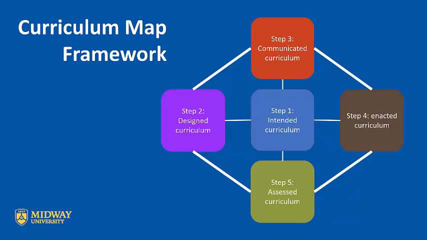Step 4 analyzes the enacted curriculum, where we look at the way things are taught: pedagogies, content, scope, and depth of course material. And finally, Step 5 is the assessed curriculum, and this is where we take a close look at formal feedback for our students.